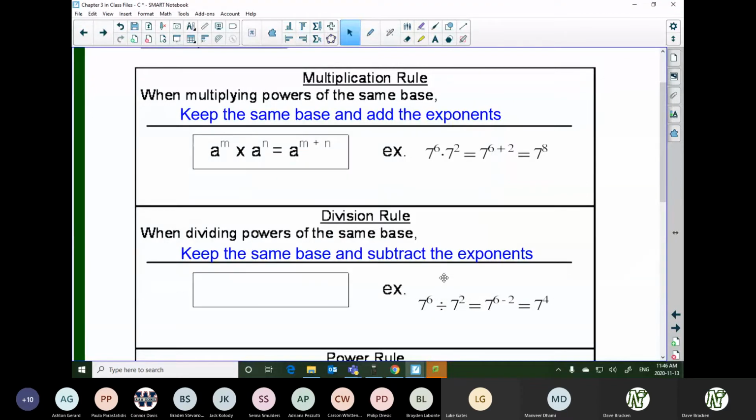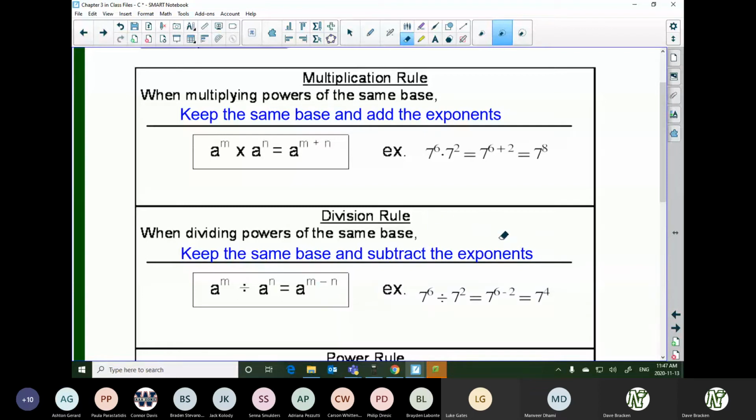I'm going to insert this into this example right here. So how does this right here, this general form, change down here? A to the power of m divided by a to the power of n is a to the power of m minus n. All right.